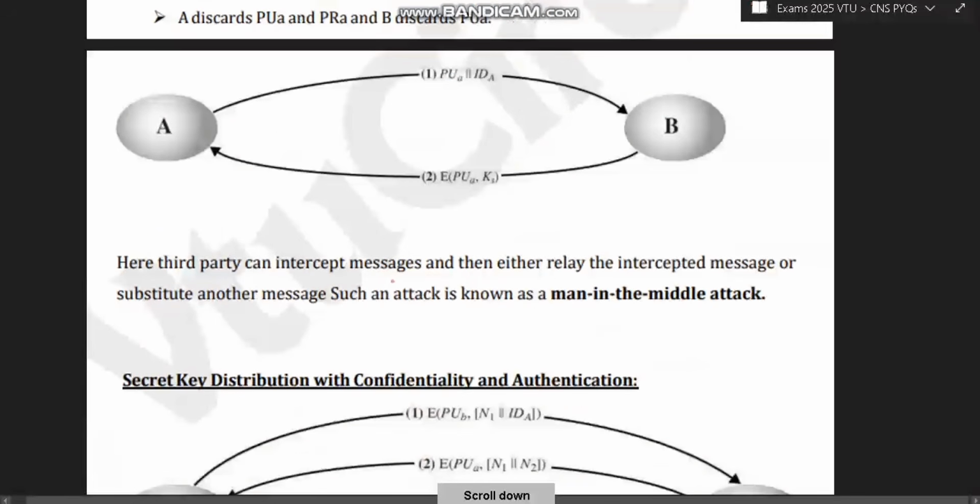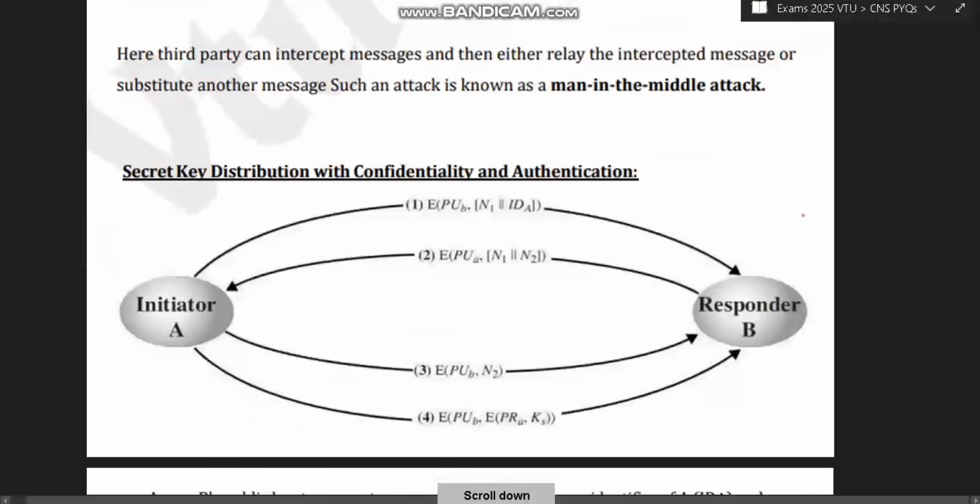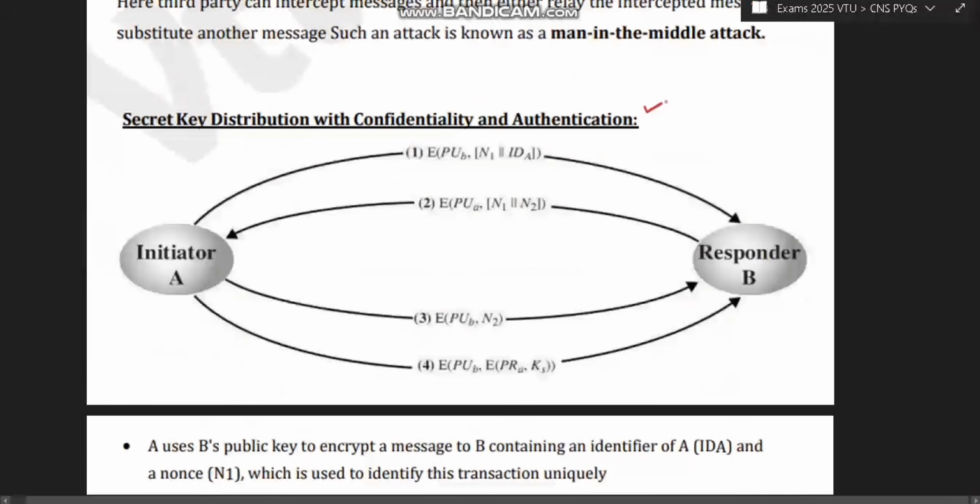A third party can intercept the messages and then either replay the intercepted message or substitute another message. Such an attack is called man in the middle attack, which we discussed in the previous module. Okay, those things can happen. That's why we want to have a secure exchange of secret key. So secret key distribution with confidentiality and authentication, these two things are required.